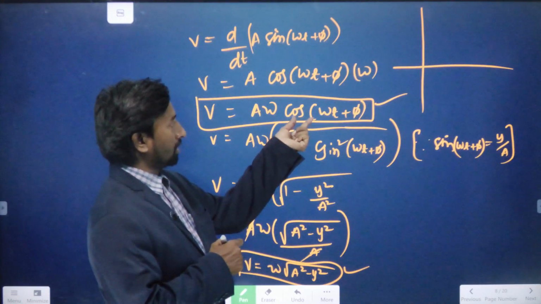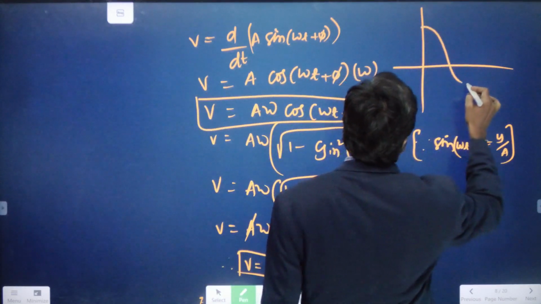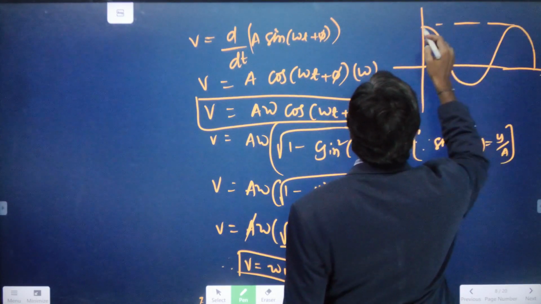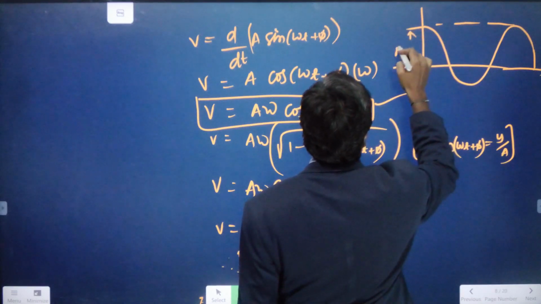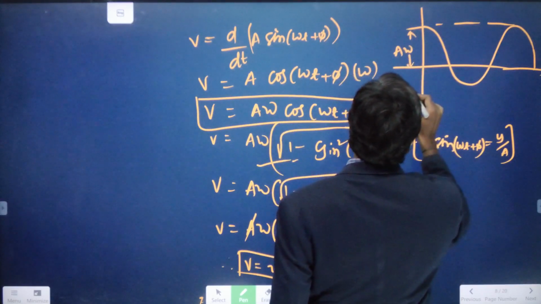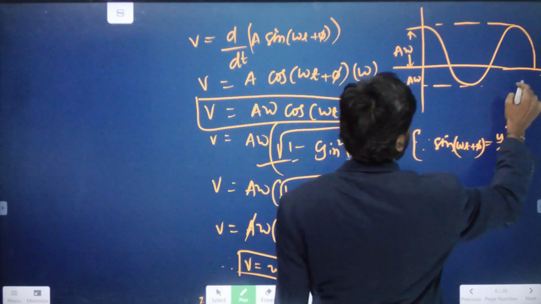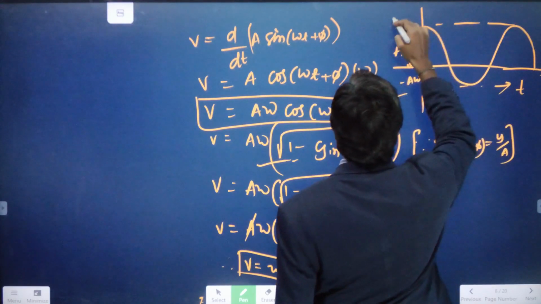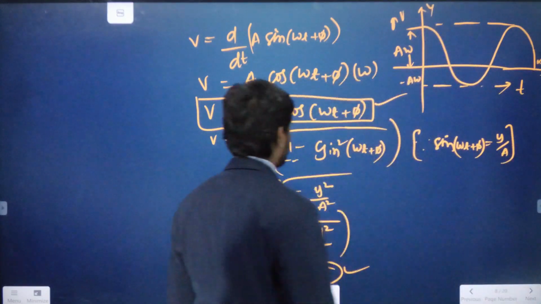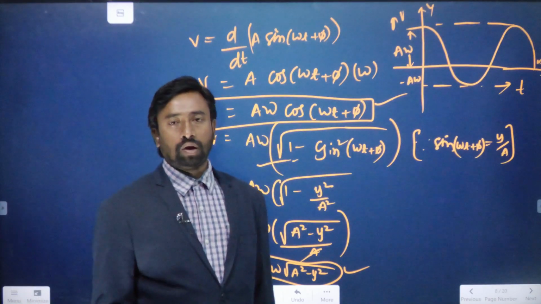But for the cos function, cos will be 0 when theta is equal to 90 degrees, so it will start from here. Like this, the cos function will be there. Now this is the maximum amplitude. What can we write here? A omega will be the amplitude for this equation. This will be A omega, and this is minus A omega. On the x-axis it is taken as time, and the velocity will be taken on the y-axis. That is the graph of velocity of a particle in simple harmonic motion.